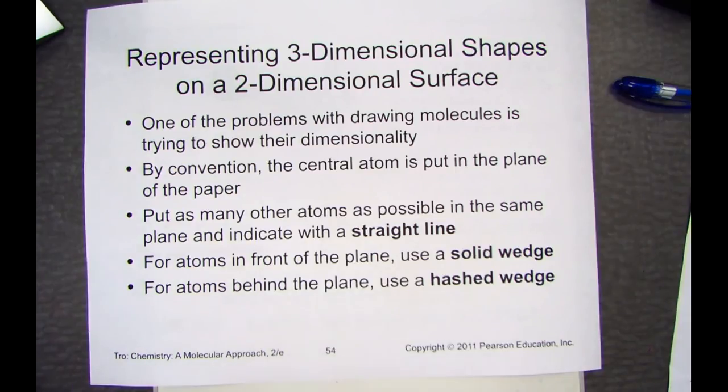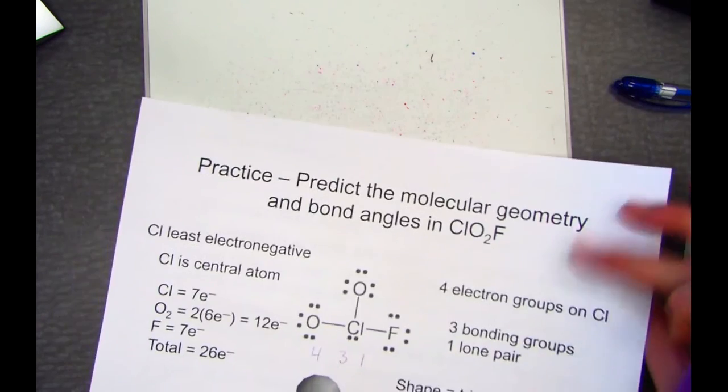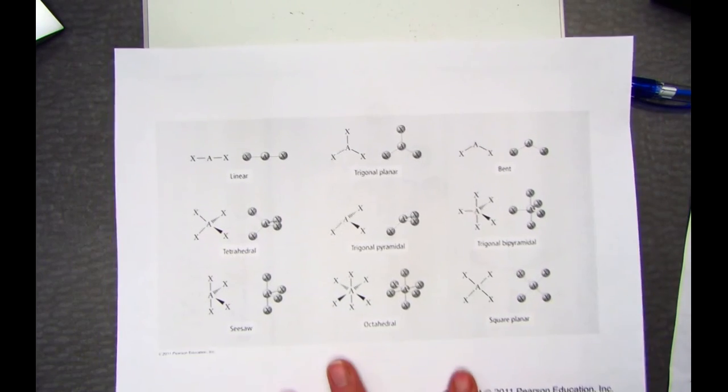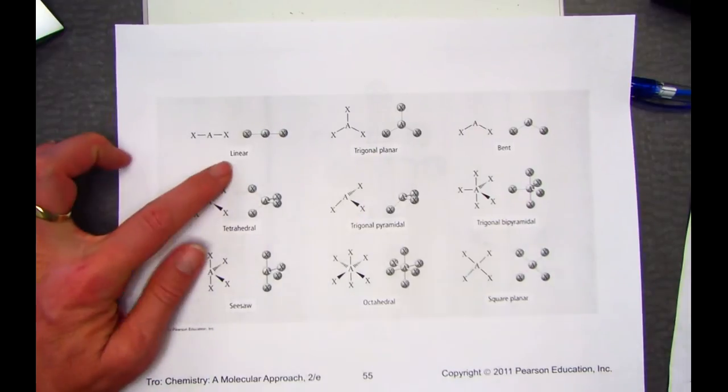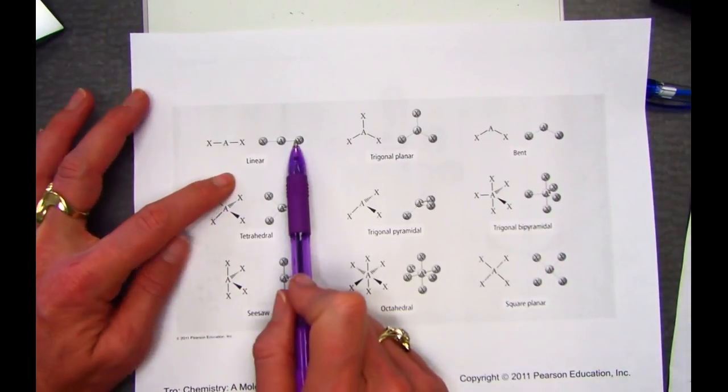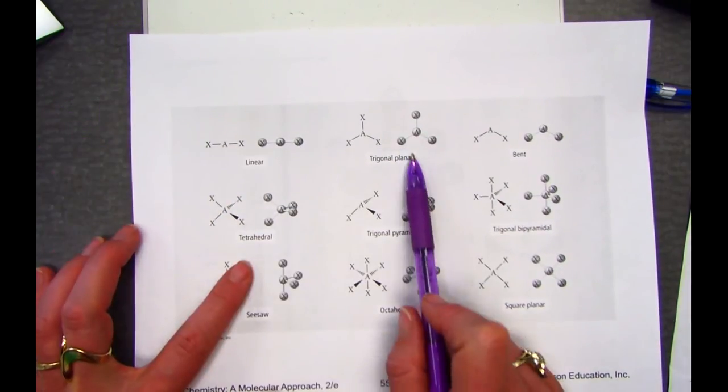So for instance, if I'm trying to actually show some three dimensionals in a two-dimensional world, we start to get a look like this. Linear, of course, would be right in the same plane. Trigonal planar, all in the same plane.